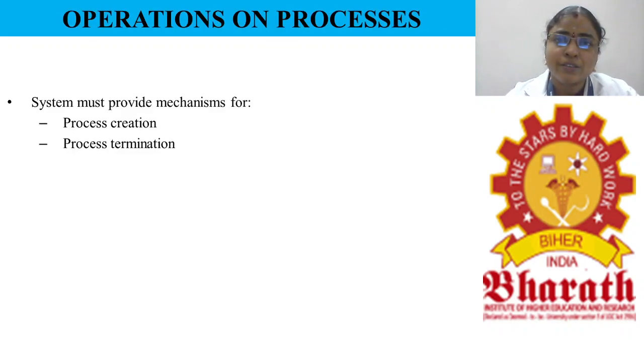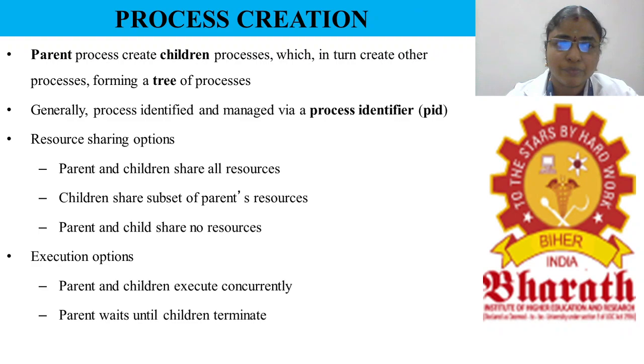Then operating system operations on the processes. The system must provide mechanisms for process creation and process termination. The first one is process creation. The parent process creates a child process, which in turn creates other processes, forming a tree of processes. Generally, a process is identified and managed via a process identifier, a unique identifier called the PID.